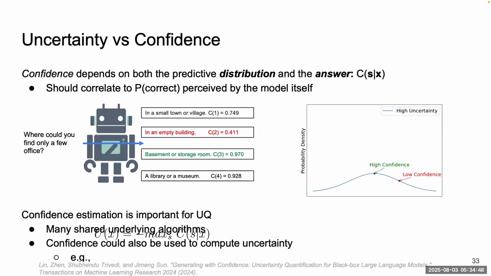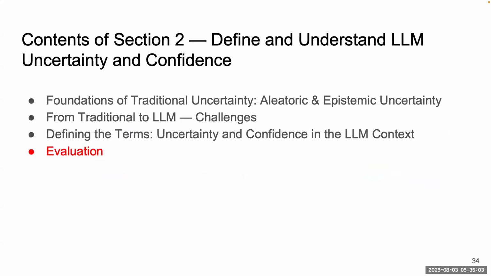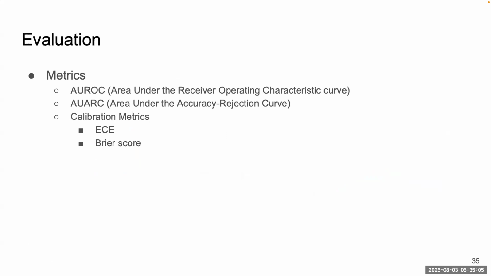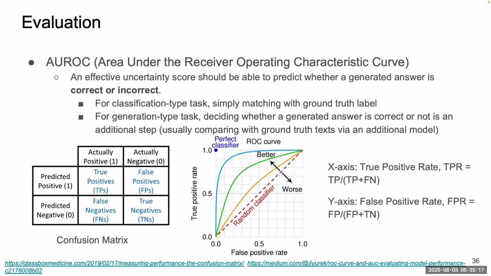So unlike classification or regression tasks, where you have specific labels, for uncertainty and confidence sometimes we don't have that label for the confidence, but there are ways people evaluate the uncertainty. There are two kinds of metrics: the area under the ROC or ARC curve, or the calibration metrics like expected calibration error. So I'll explain one by one.